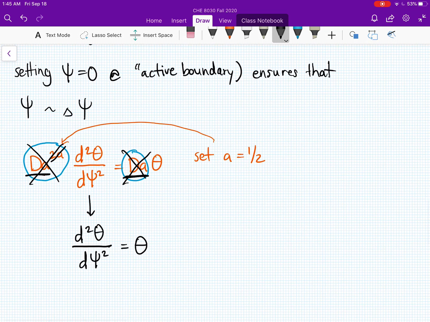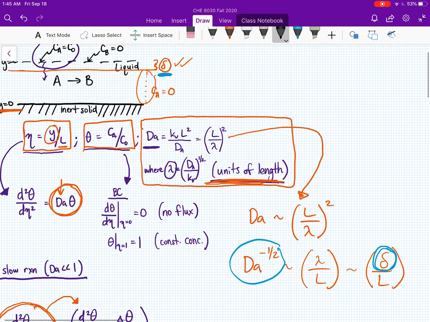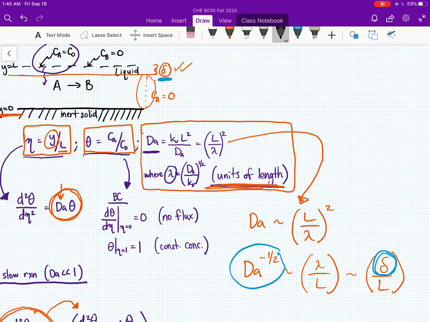Now that we have this newly transformed differential equation, much like we did before, we transform the differential equation. We also need to transform the boundary conditions.